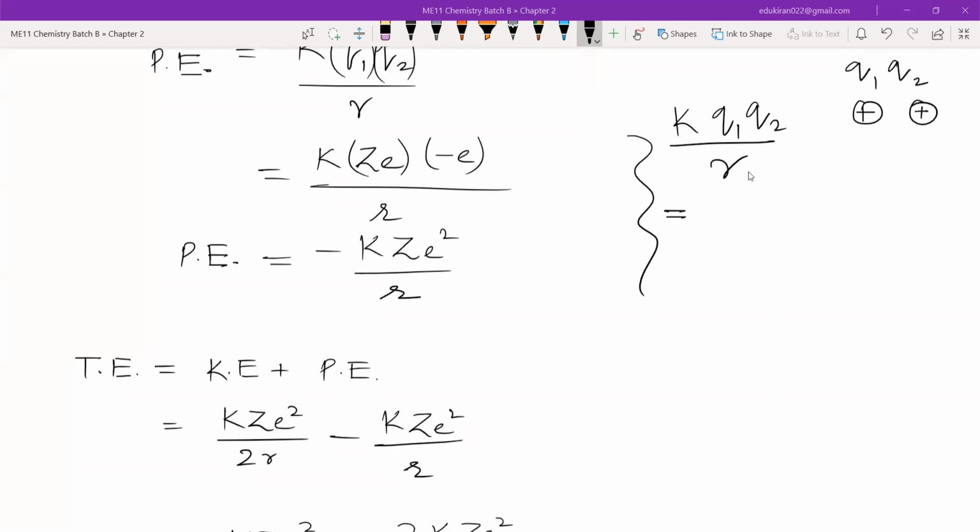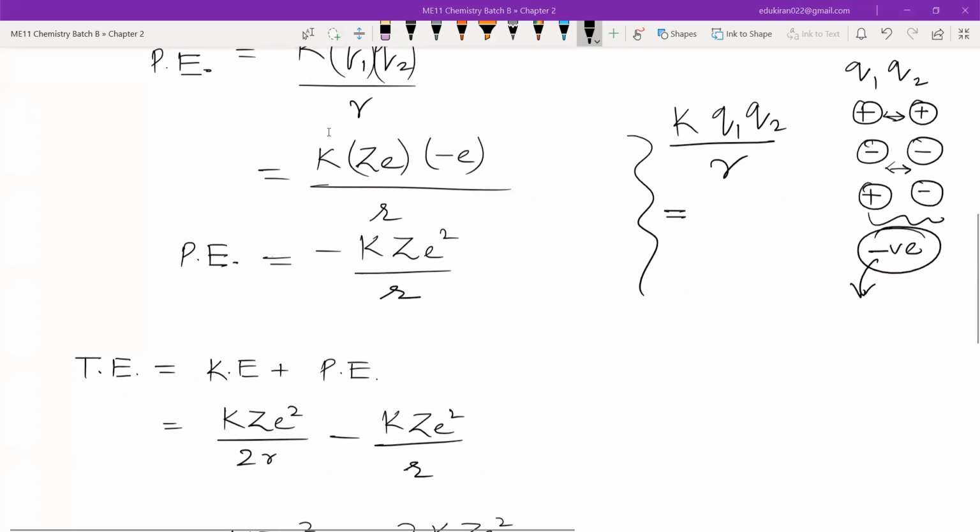Now let us take a case where we have negative and negative charges. What will be the sign of the potential energy? Positive again. If you are getting the energy as positive, again there will be a repulsion. But when we have a positive and a negative, then the energy will be negative. And this negative sign is just telling me that the charges are opposite and there is a force of attraction. The forces influencing these two charges are attractive forces.